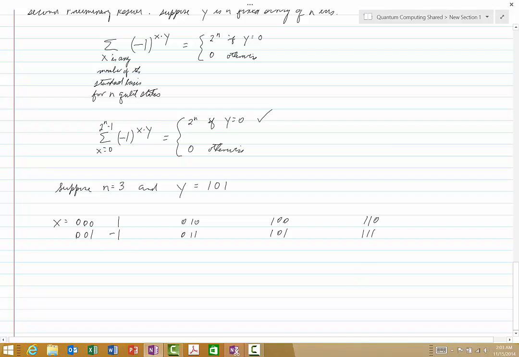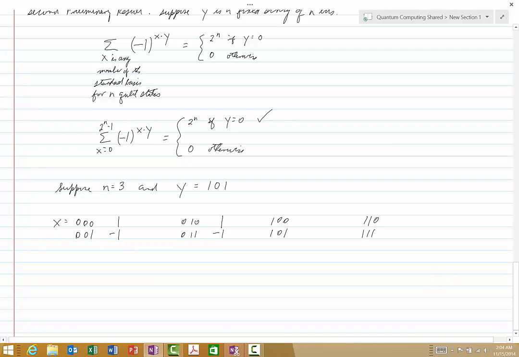So when x is equal to 0, 1, 0, then x and y don't have any ones in the same position, so x dot y is 0, and negative 1 to the 0 is 1. So we'd get a contribution to the sum equal to 1 in that case. But when x is equal to 0, 1, 1, then x dot y is equal to 1, because x and y both have a 1 in the last position. And so negative 1 to the x dot y is negative 1 to the first power, or negative 1. And again, those two contributions to the sum will cancel out.